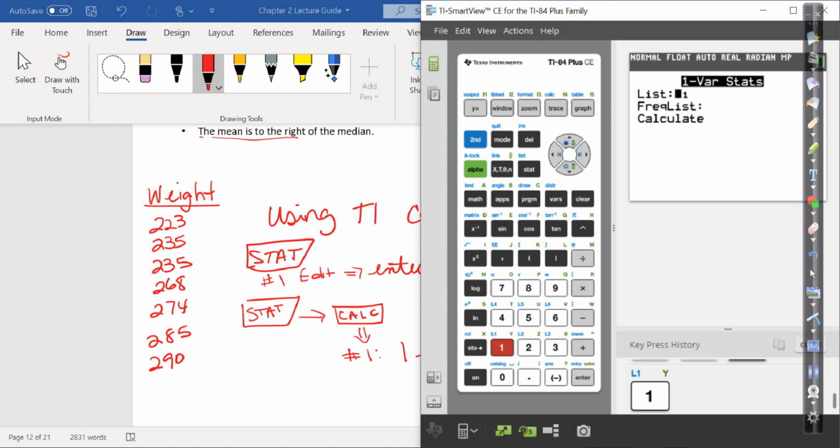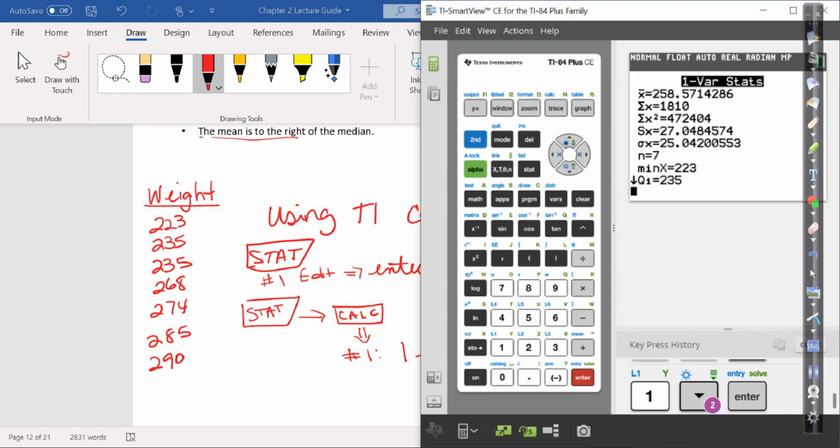But in any case, remember we entered our data into list 1. So you want to make sure that says list 1. By default, it does say list 1. The frequency list you're going to leave blank. So I'm just going to tab down to calculate. I'm going to hit enter, and it's going to give me a whole bunch of information.